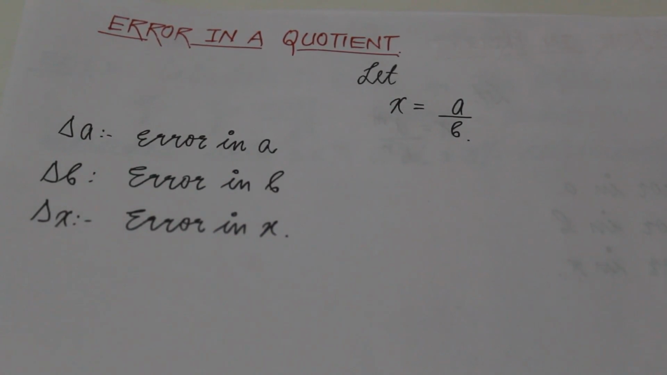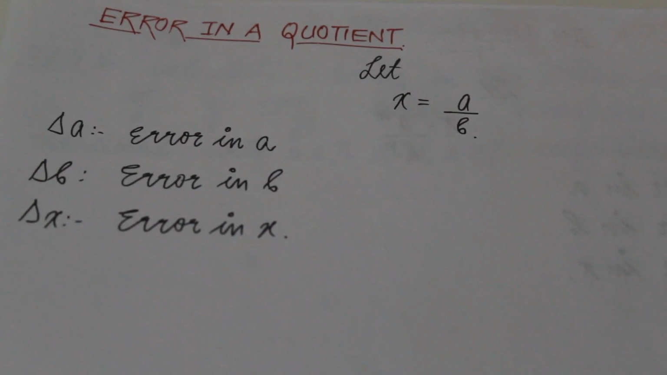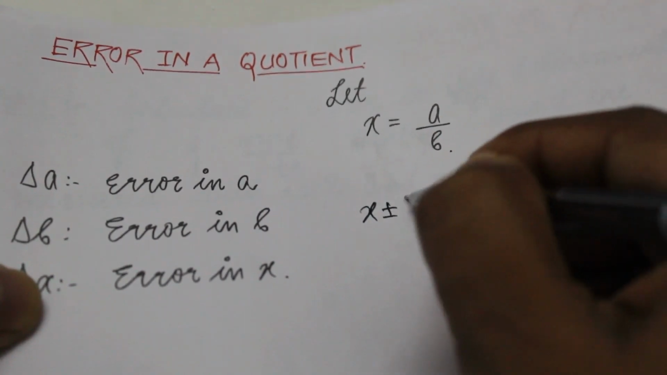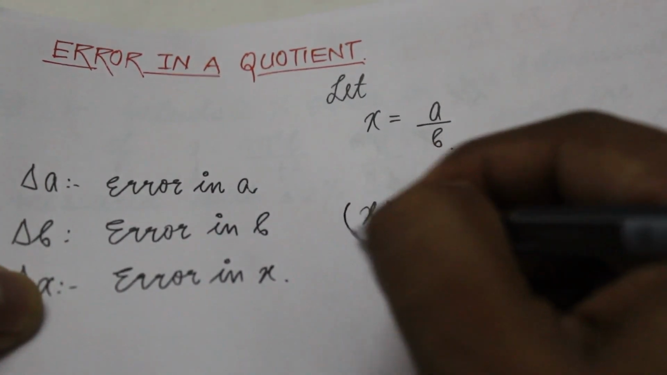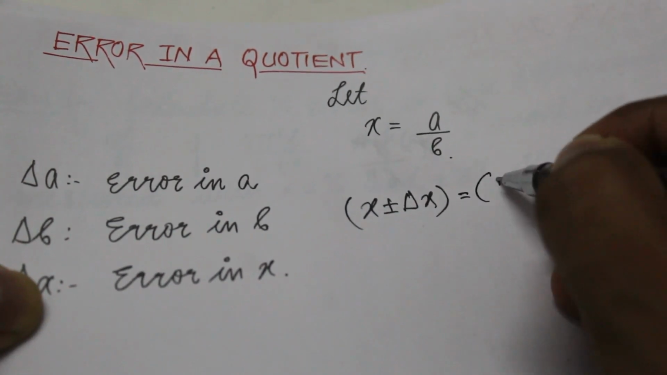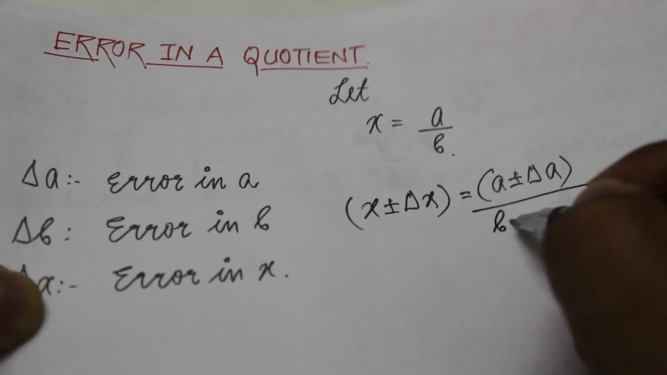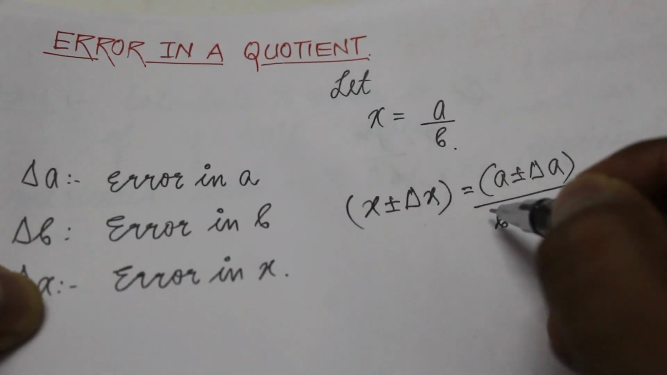Next we are going to study error in a quotient, or how to find out error in a quotient. Let's say x is given by a upon b, where delta a is the absolute mean error in a, delta b is the absolute mean error in b, and delta x is the absolute mean error in x. So we can write this in the form as x plus minus delta x is equal to a plus minus delta a upon b plus minus delta b.